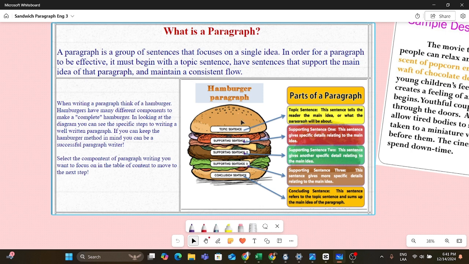So we have to have sentences that support the main idea of that paragraph and maintain a consistent flow. When writing a paragraph, think of a hamburger. Hamburgers have many different components to make a complete hamburger. In looking at the diagram, we can see specific steps to writing a well-written paragraph. If you keep the hamburger method in mind, you can be a successful paragraph writer. So select the component of paragraph writing that you want to focus on. In this table of contents, move to the next step.